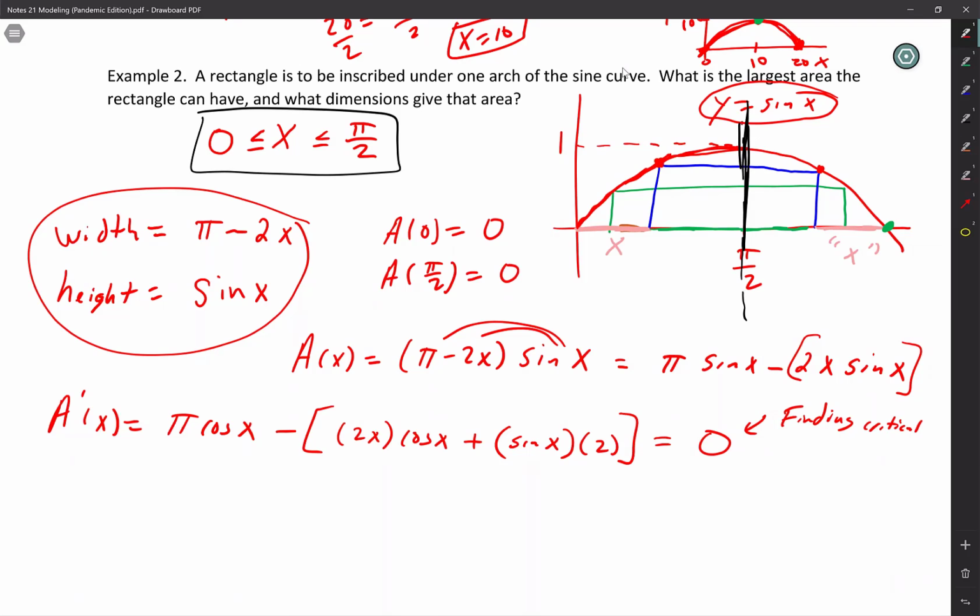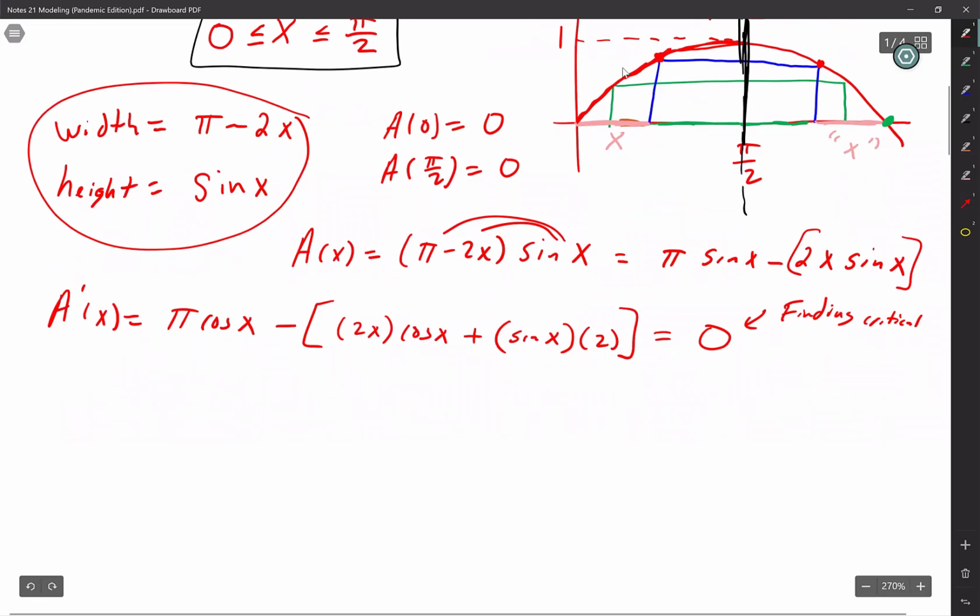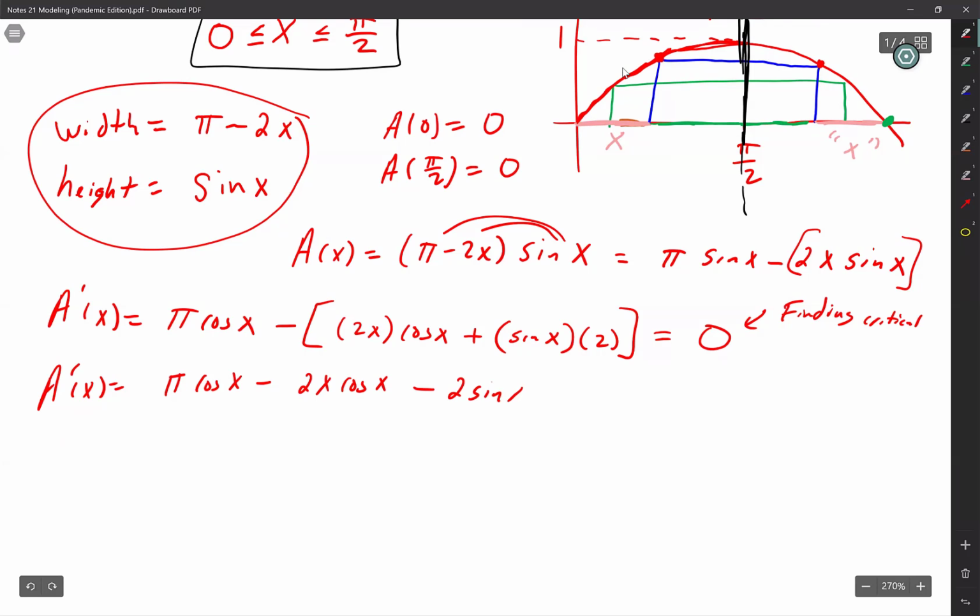All right, here we go, guys. Distribute the negative. Pi cosine x minus 2x cosine x minus 2 sine x equals 0. And you might be able to solve this algebraically. No, you cannot. You have x with a wave. Nope, you can't solve this algebraically. You need a calculator. So I'm going to type this into Desmos. But remember, we're going to have to start eventually transitioning back to calculators, guys. So I'm going to put that into Desmos, and I'm only going to check between 0 and pi over 2.